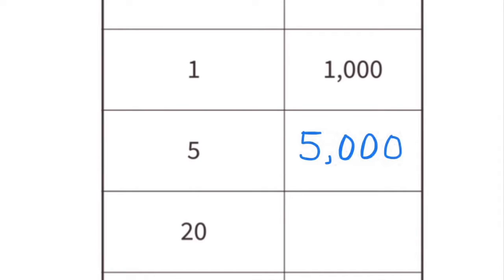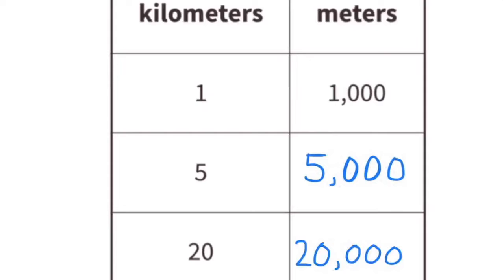For every 20 kilometers, how many meters would you have? 1 times 20 is 20, and 1,000 times 20 is 20,000. So for every 20 kilometers, you'd have 20,000 meters.